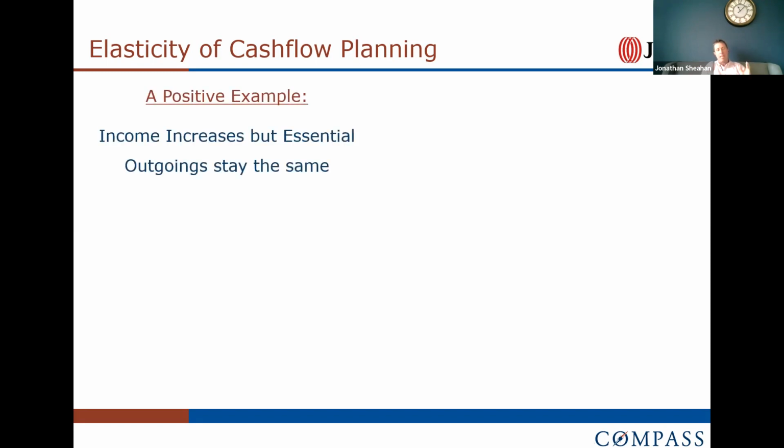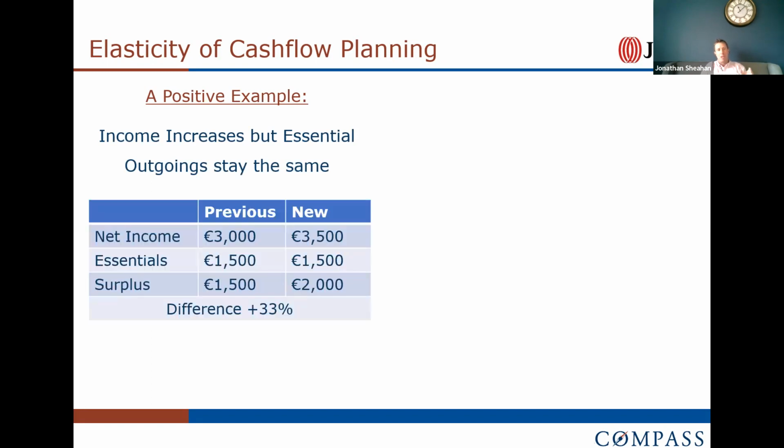Let's say your income increases, but your essential outgoings stay the same. So your net income, say on a monthly basis, went from 3,000 to 3,500 per month, for example, but your essential outgoings stay the same. Well, your surplus will actually go from 1,500 to 2,000, which is actually a 33% increase versus a 16% income increase, if that makes sense.